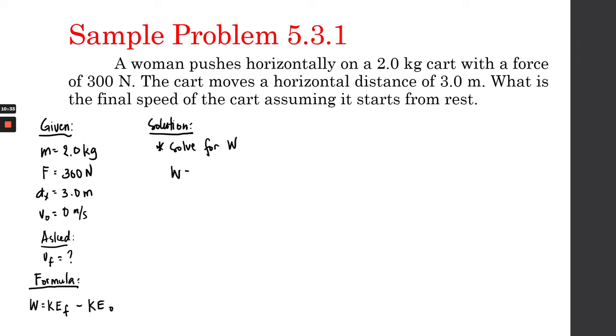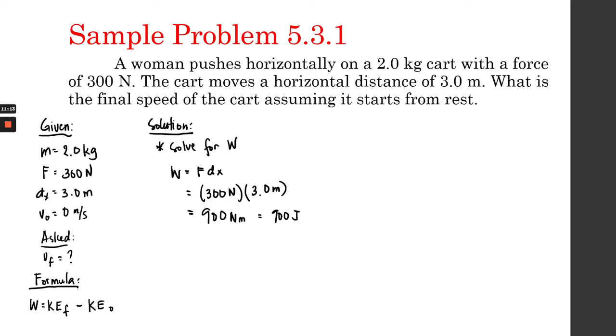And we know that work is equal to force multiplied by dx. The woman is exerting 300 newtons of force onto the push cart, and it traveled a distance of 3 meters. Hence, 300 multiplied by 3 is 900 newton meters, or basically 900 joules. That's the unit for work.